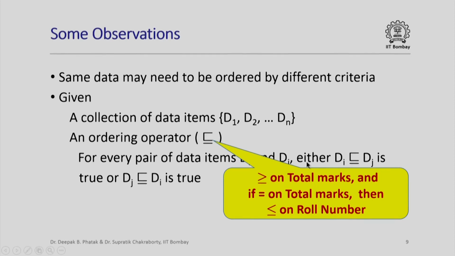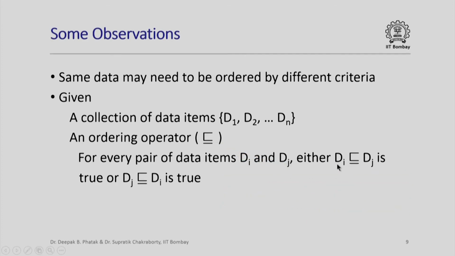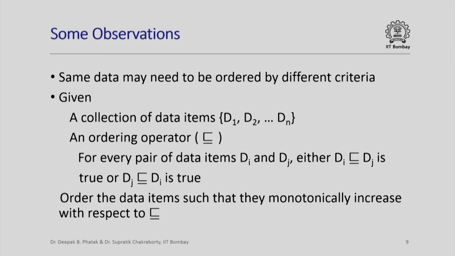However, all that we require is that for every pair of data items di and dj, either di should be ordered with respect to dj in this manner, or dj should be ordered with respect to di in this manner. So it should be the case that for every pair of data items, I can figure out which appears earlier in the order and which appears later in the order. And given the data items and given this ordering operator, our problem is to order the data items such that once we have ordered them, they monotonically increase with respect to this ordering operator.